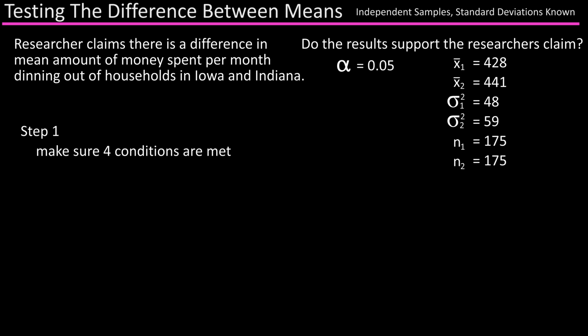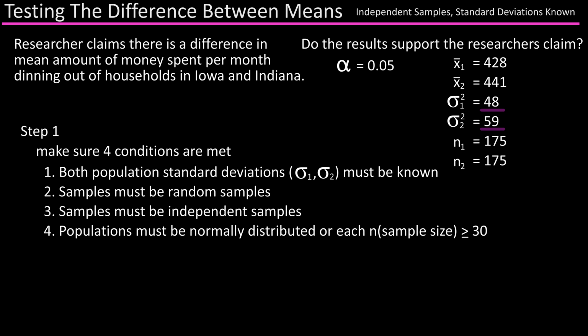Step 1 is to make sure the 4 conditions are met. Both population standard deviations are known, both samples are random samples, as that was stated in the information given. The samples are independent, one sample from Iowa and one from Indiana, and the sample size of each is 175, which is greater than or equal to 30. So all the conditions are met.